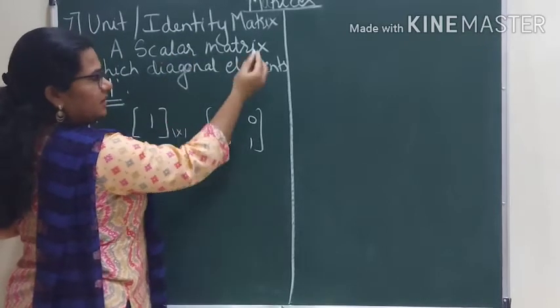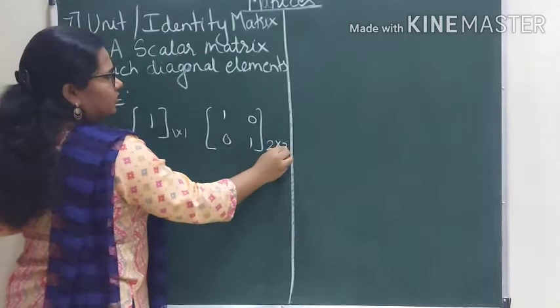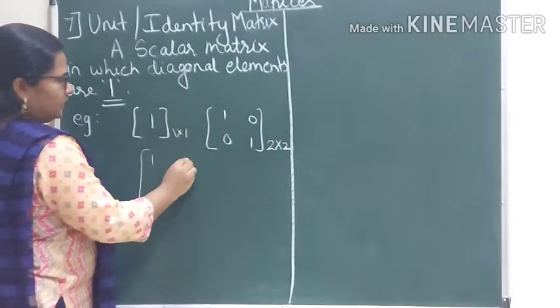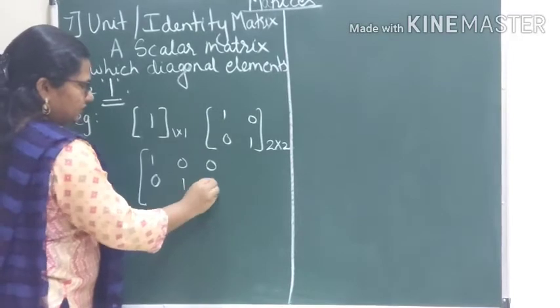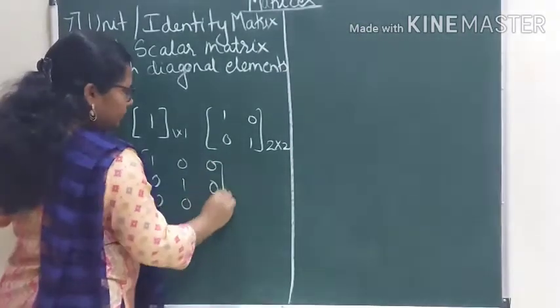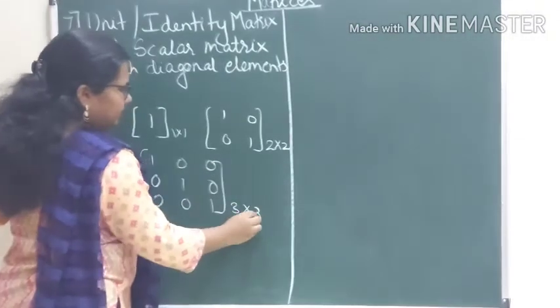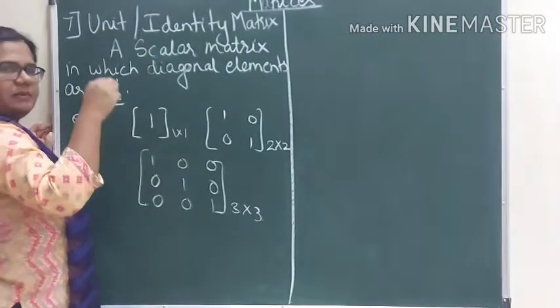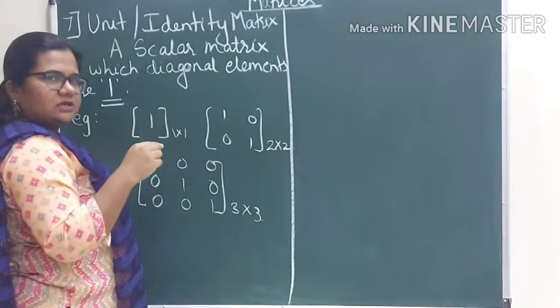Scalar matrix is a diagonal matrix. So in a diagonal matrix, non-diagonal elements are 0. 1, 0, 0. 0, 1, 0. 0, 0, 1. 3 by 3. Okay, so here you can see ultimately scalar matrix is a diagonal, diagonal is a square matrix.